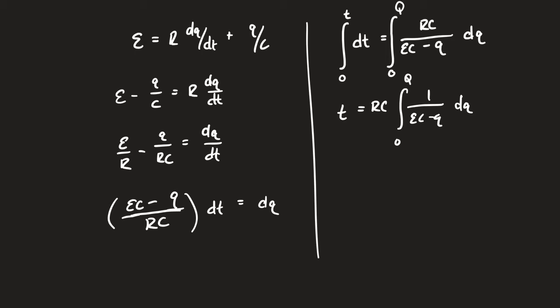So I'm thinking u sub, probably the best way to go here. So I'll make my u equal to EC minus q. So du is going to be negative 1 dq.